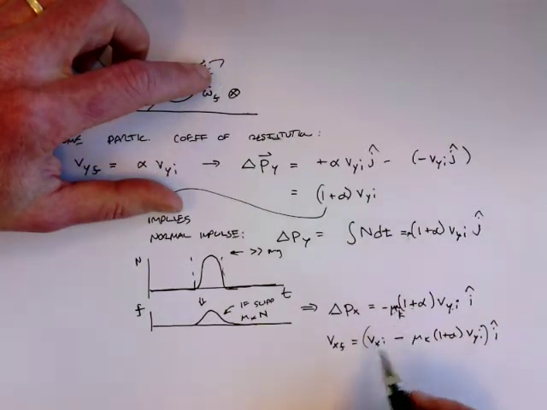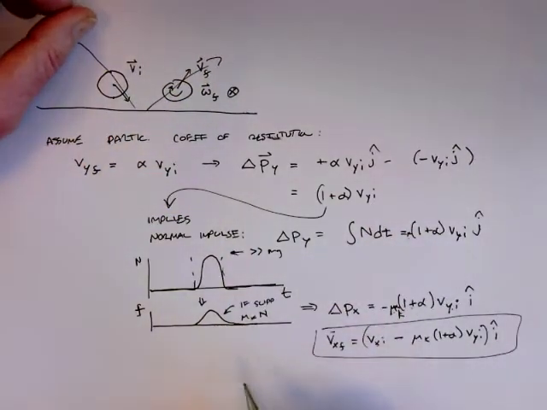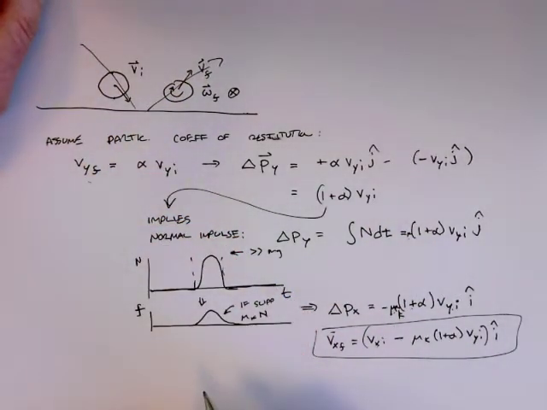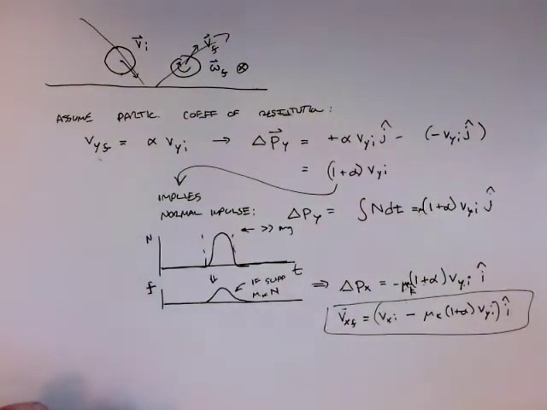So now I know what my final momentum in the x direction is if I know what my final momentum in the y direction is, or if I know what my coefficient of restitution is.